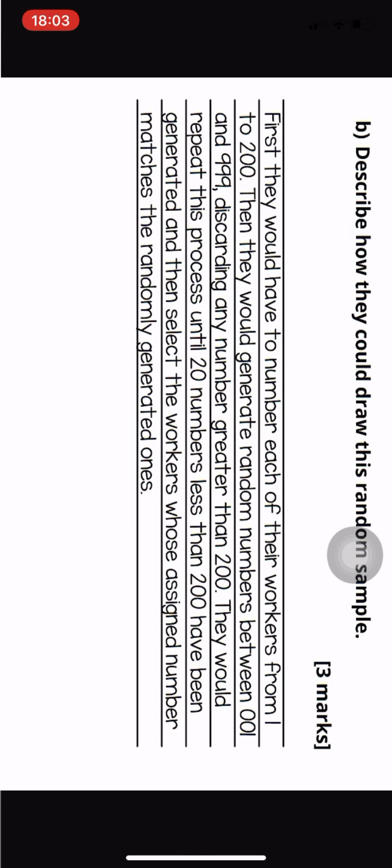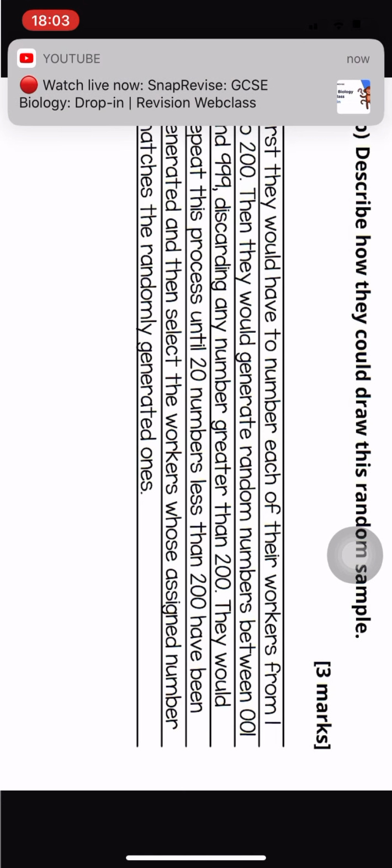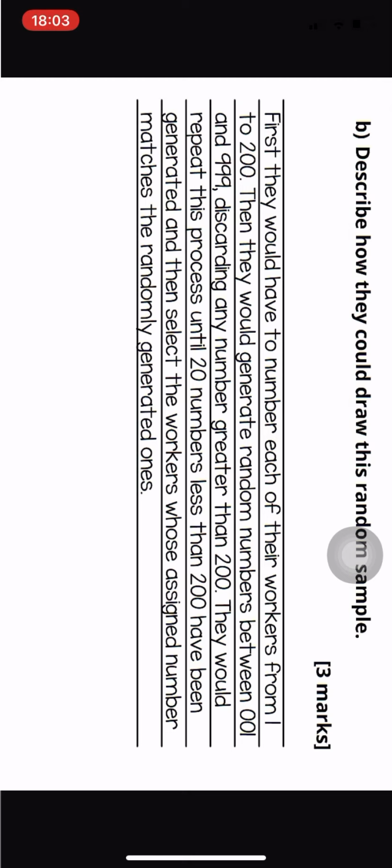Part B asks to describe how they could draw this random sample, and this is for 3 marks. So firstly, they would have to number each of their workers from 1 to 200. Then they would generate random numbers between 001 and 999, discarding any number greater than 200. They would then repeat this process until 20 numbers that are less than 200 have been generated, and select the workers whose assigned number matches the randomly generated ones. This was worth 3 marks.